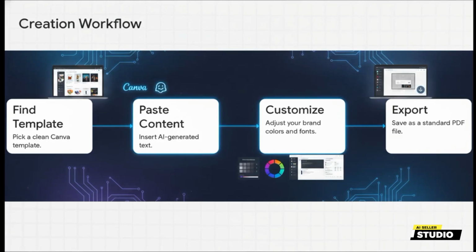Creating your core visual asset in Canva is surprisingly straightforward. No design background? No problem. Just pick a clean, professional template, paste in your AI-generated text, tweak your brand colors and fonts, and export it as a standard PDF.